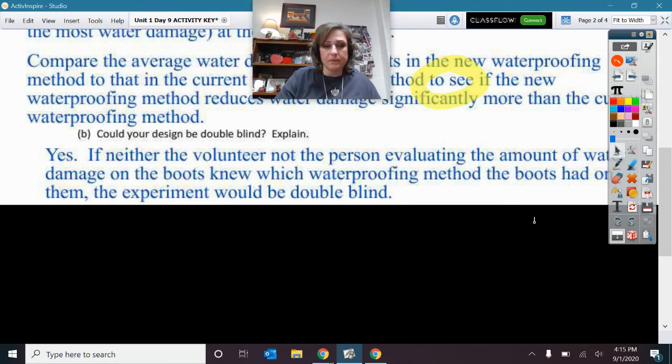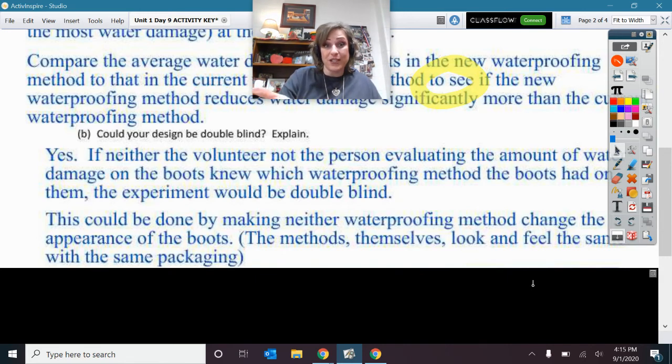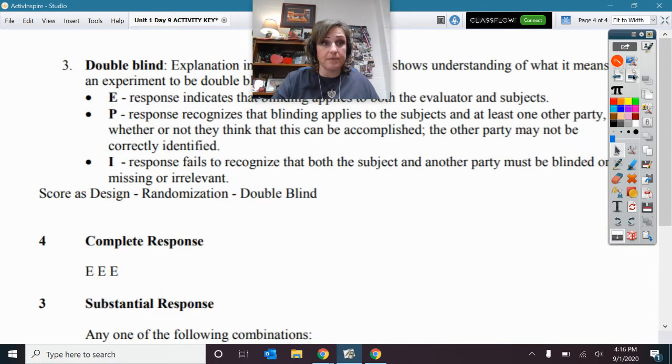Okay. Now, I guess I went further because I wasn't sure. It says this could be done by making sure the waterproofing method does not change the appearance of the boots. So the methods themselves look and feel the same, so you can't tell. Sometimes they ask you how it can be done. So I guess that's why I went ahead and included that. Let's see what the grading guidelines say.